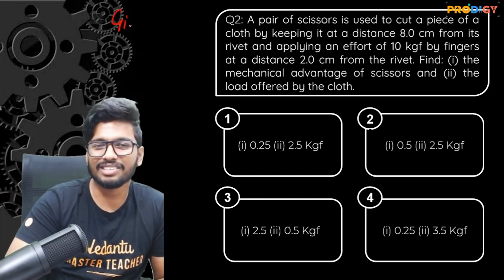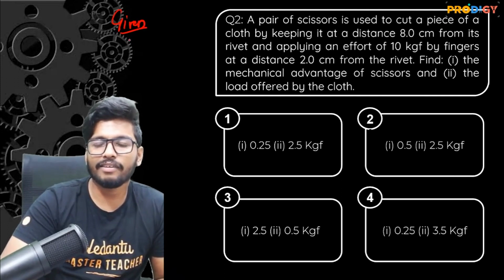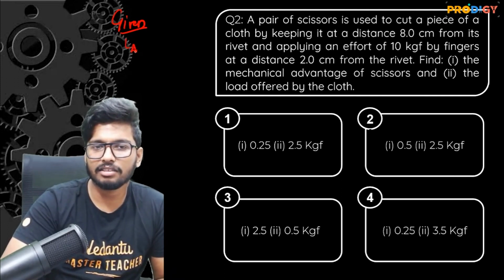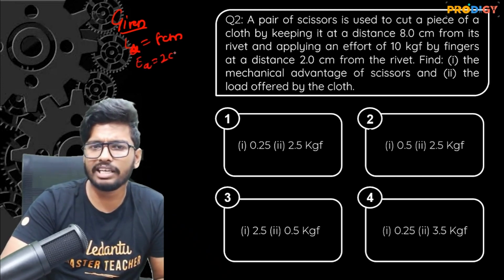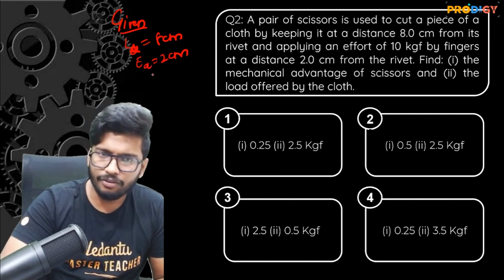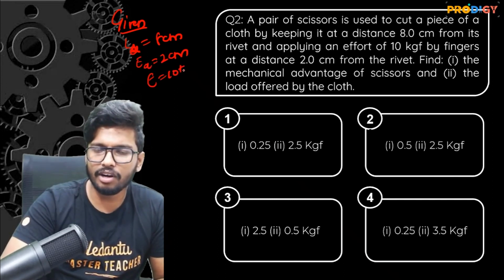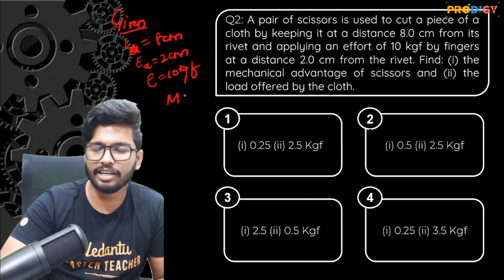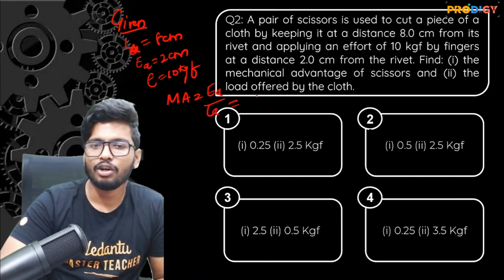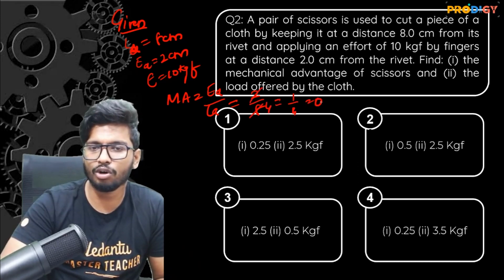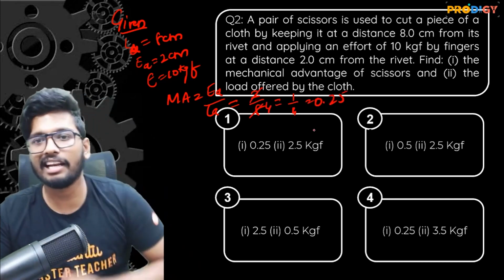So what is given to you guys first? They're given the load arm distance. Let's take LA as 8 centimeter. The effort arm is given as 2 centimeter. The effort itself is given as 10 kgf. You're asked to find out the mechanical advantage. Mechanical advantage, once again, is effort arm divided by load arm, which is 2 divided by 8. So that's 1 by 4, which is 0.25. That is your mechanical advantage.